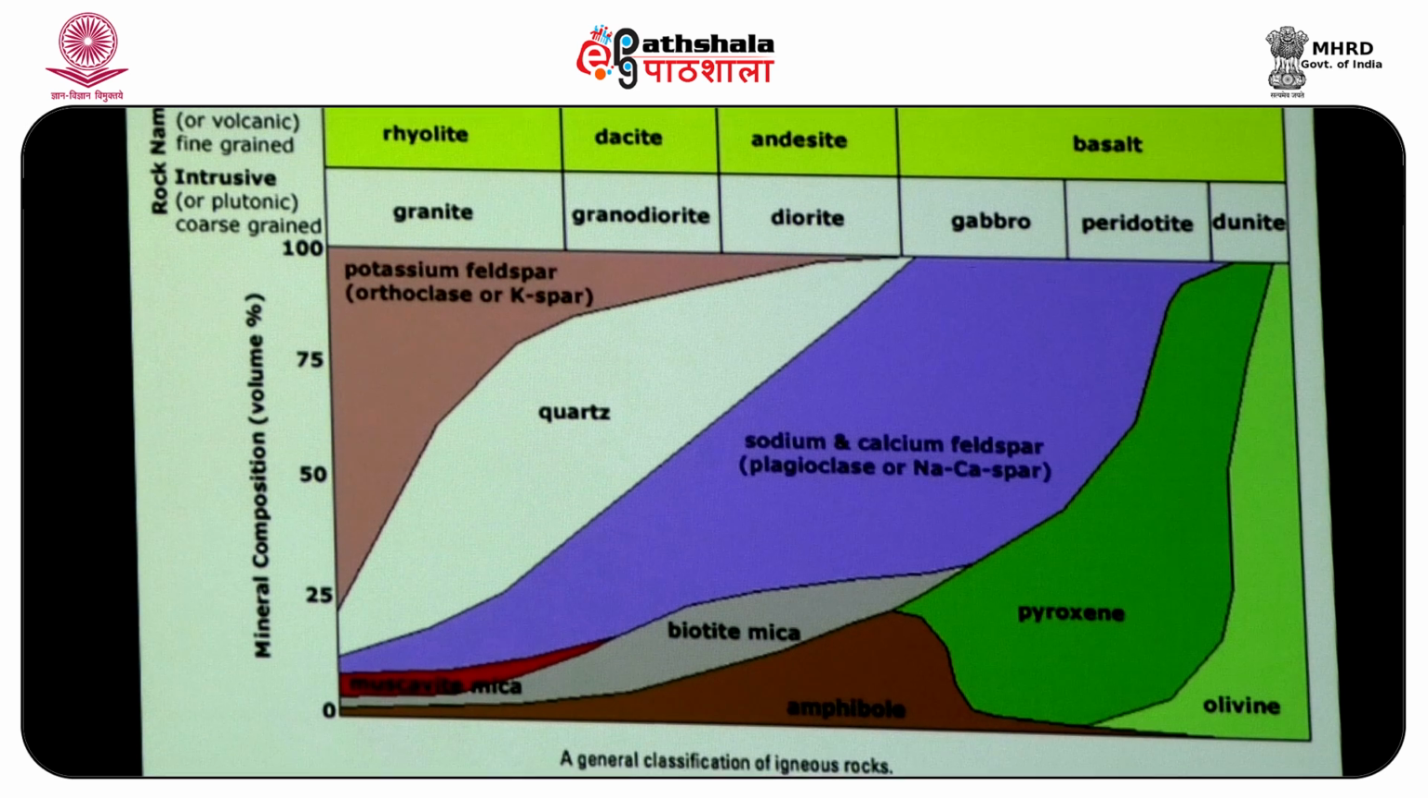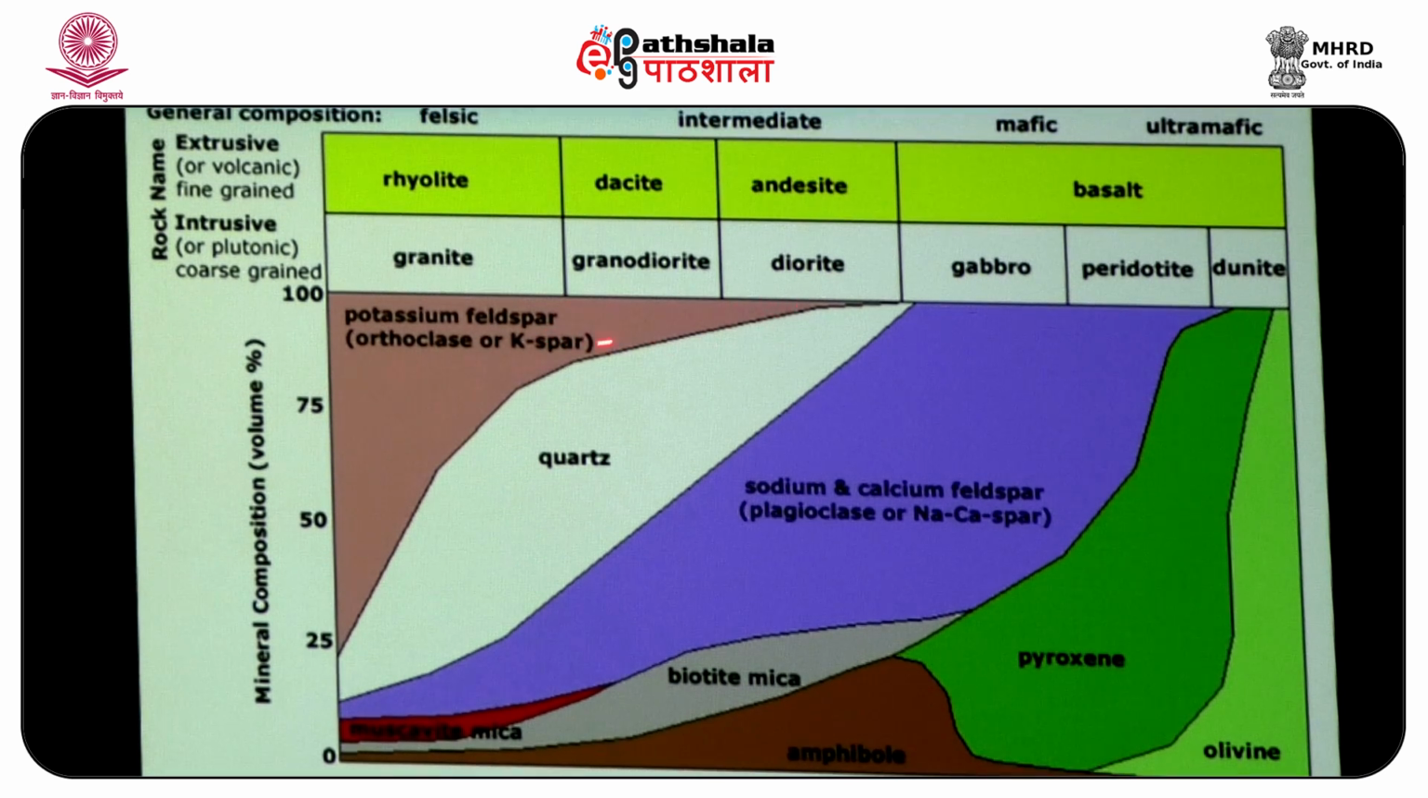Intermediate rocks will have some feldspars, potash feldspars or the orthoclase, quartz, and more sodic plagioclase, or you can say albite end, and then we have the biotite and amphibole. And when it comes to the felsic rocks, these are mostly silica rich rocks, so it will have more of orthoclase, more of quartz, some sodic plagioclase, that is albite, some muscovite.